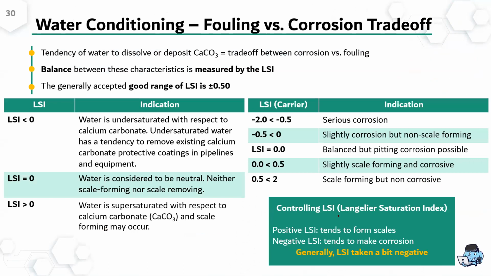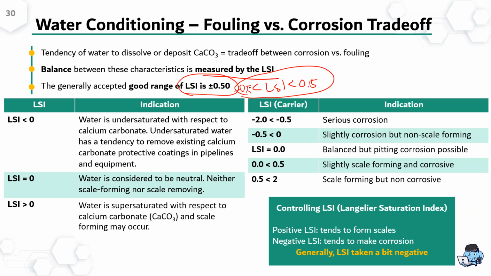Okay, so maybe this is the last slide, yeah? Because it's already 4:50, yeah? Okay, so this is the classification of the LSI values, and also the corresponding indications based on the LSI values. This is for the scaling and corrosion trade-off, yeah. So the balance between these characteristics is actually measured by the LSI. The generally accepted range of the LSI is plus or minus 0.5, yeah. So in the range of 0.5 and minus 0.5, this is generally accepted as a good range of LSI, yeah.